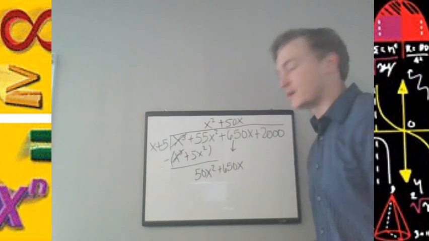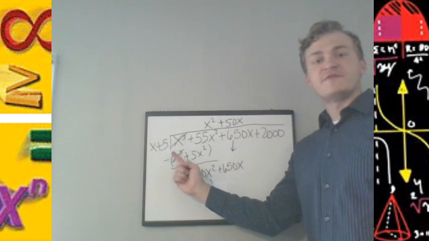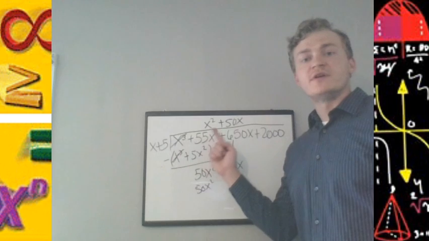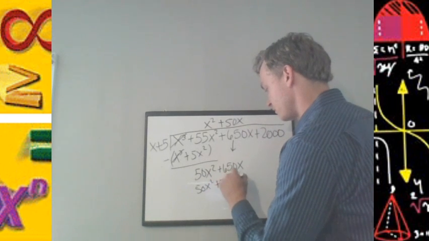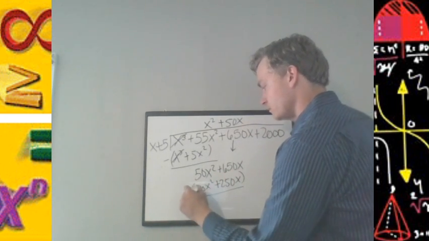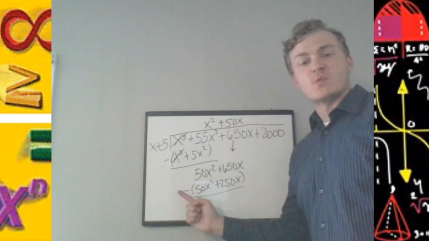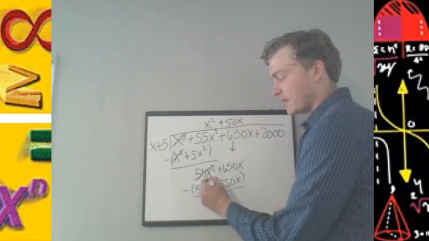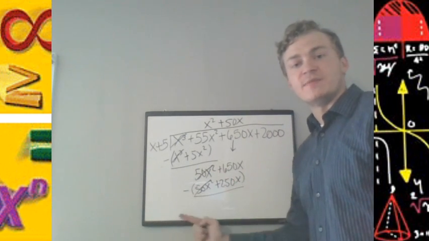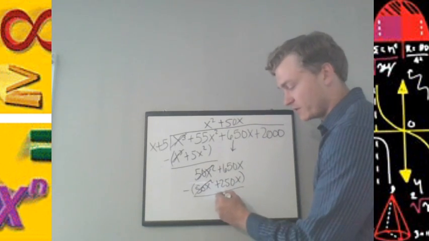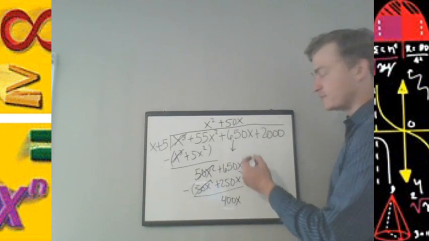50x times x is 50x squared. Positive 50x times 5, 5 times 5 is 25, so 50 times 5 is 250. Division is repeated subtraction. Subtract to find a remainder. 50x squared minus 50x squared is 0. They cancel out. 650x minus 250x. 650 minus 250 is 400, so we get 400x. Bring down the next term to find the rest of our remainder.